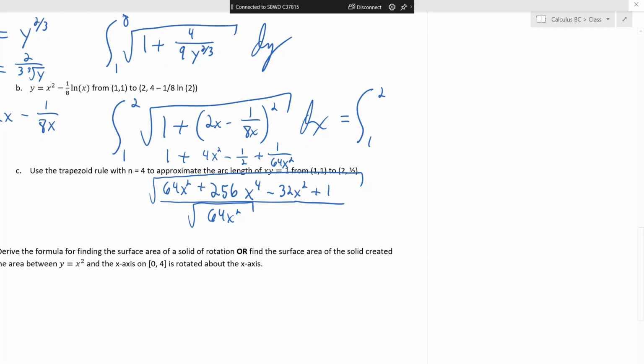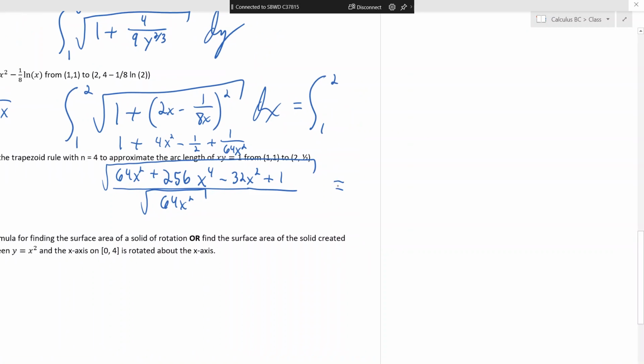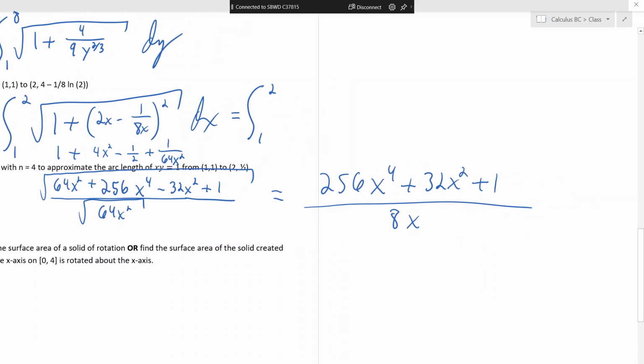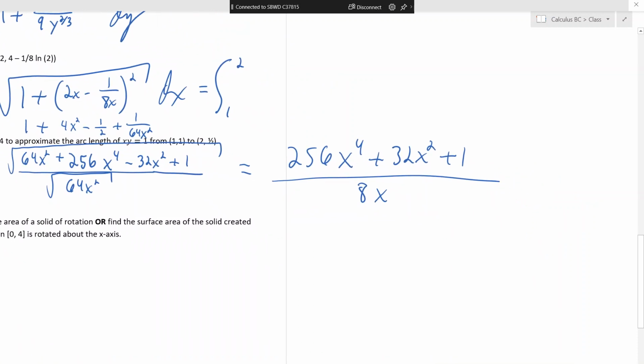If you put that all together, look at this craziness. We're going to get 256x to the 4th, which seems a little daunting, perhaps, plus 32x squared plus 1, over 8x. And we're still integrating this. I'm going to simplify the whole thing now. Anybody know how that factors? It's a perfect square. How would I get this out of a perfect square, folks?